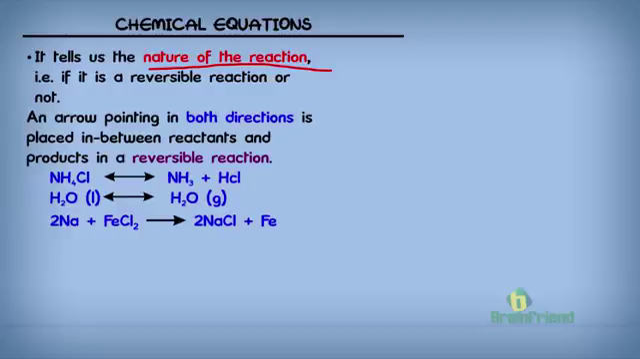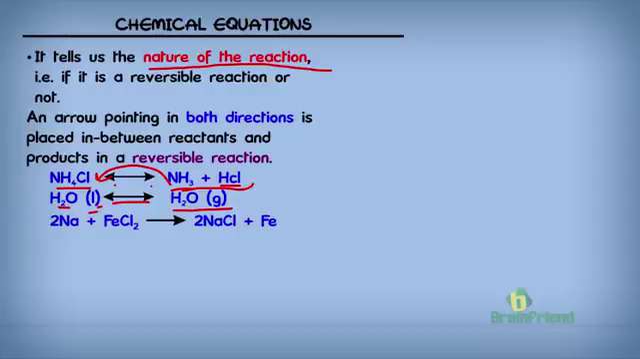So you can see this compound, ammonium chloride, can react to form ammonia and hydrogen chloride. These products can also react to form this compound. And so we have an arrow pointing in both directions to indicate that. Same for water. We have water in its liquid form reacting to form gaseous water, or steam. This steam can also react to form the liquid water. And so the arrow points in both directions.